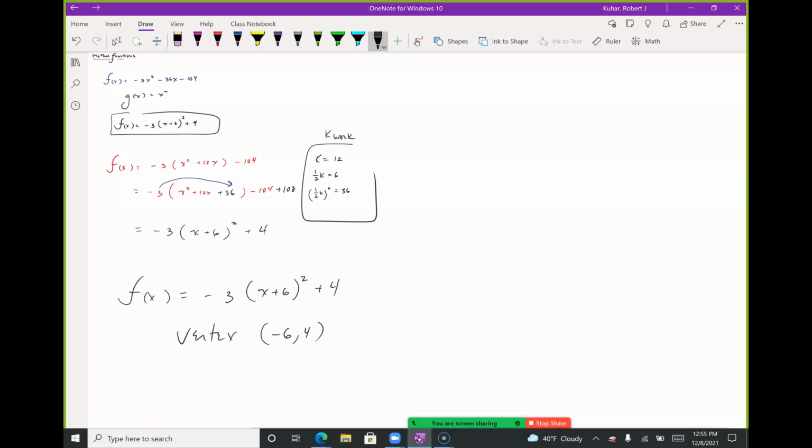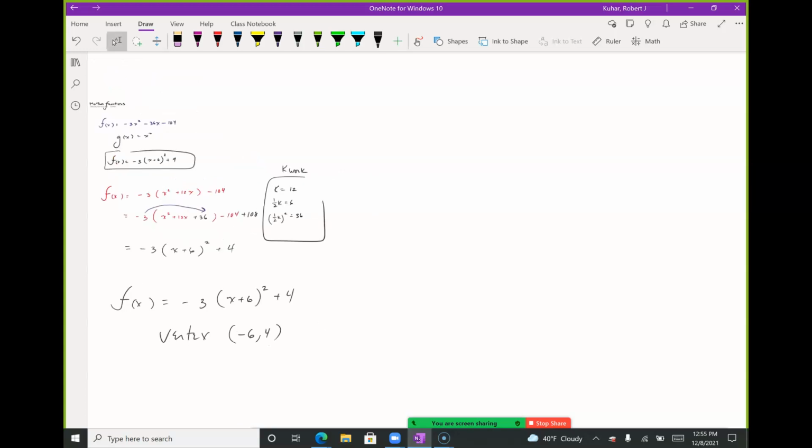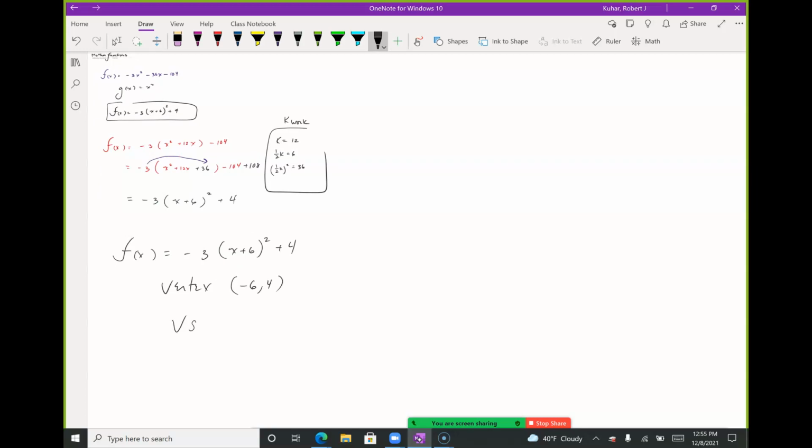So I know I moved left and up. And then my stretch, my vertical stretch, is negative 3. So I'm gonna take the whole thing, turn it upside down, and stretch it 3 down. Right? You remember doing this? It's fun.